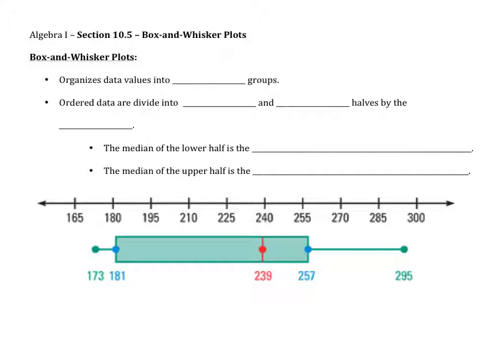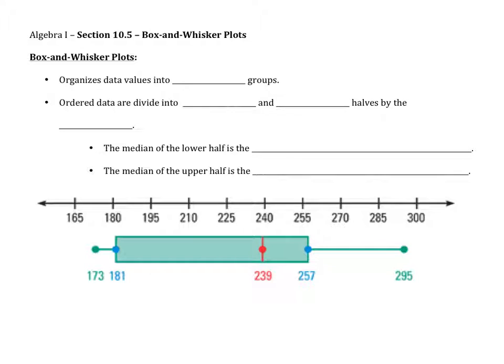In section 10.5, we're going to look at box and whisker plots. So you can see here I provided an example of a box and whisker plot. It is literally a box with whiskers coming off of it. So let's describe what a box and whisker plot is to start.